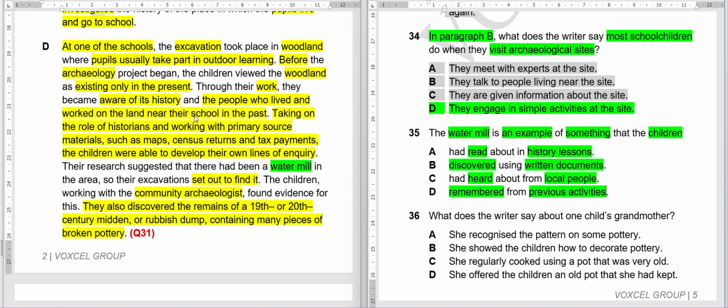Time's up. And the answer to this question is option A, B, C, or D. Yes, B. Discovered using written documents. Where it is written? Here. So taking on the role of this by using this. So let me just mark this location, write the location here, then I will explain.